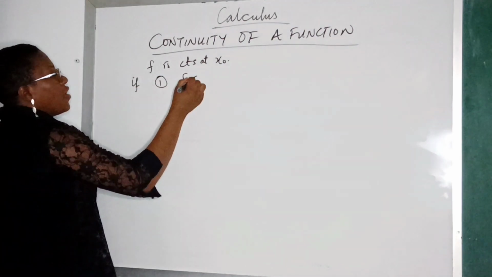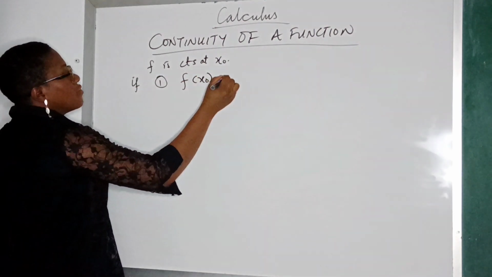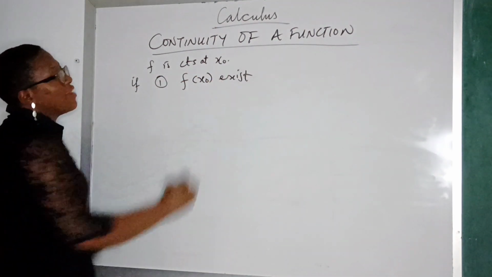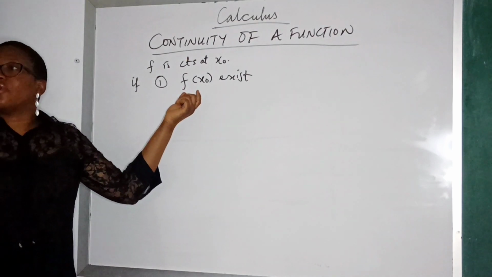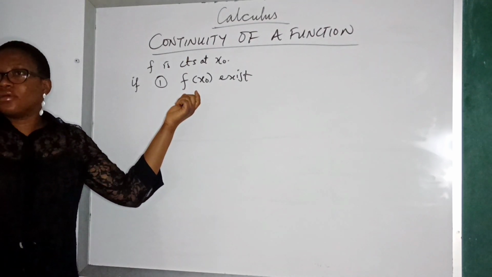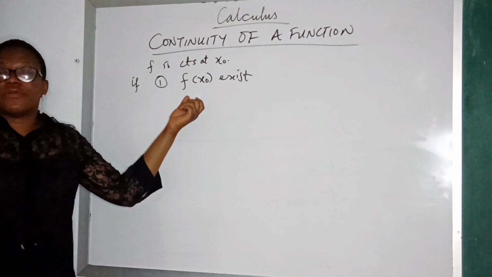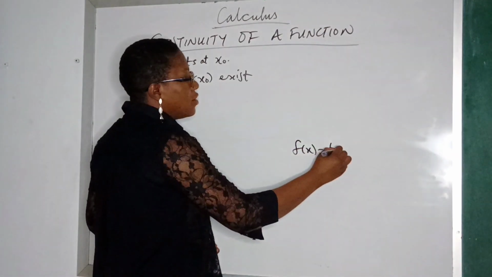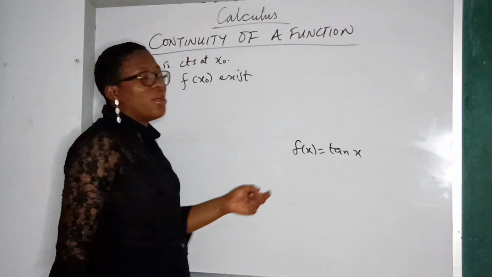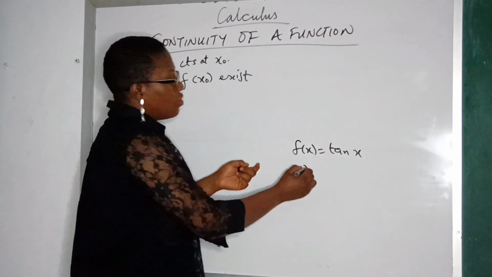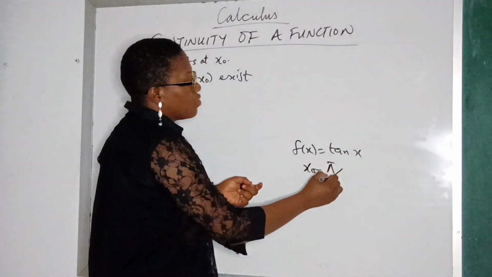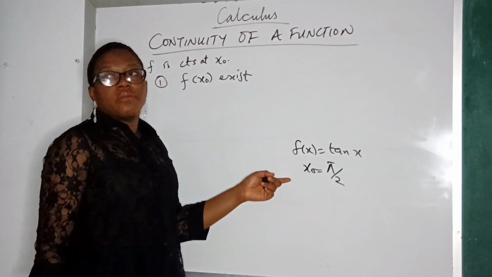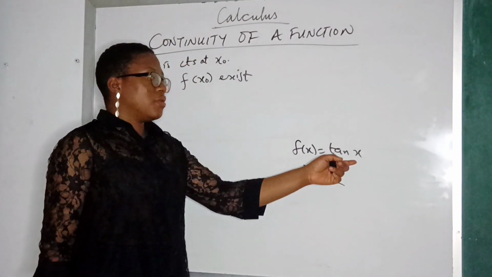One, f of x naught exists. That is, I can plug in the point. It's not always that you can do this. You cannot always plug in the point. For example, if you have f of x equals tan x and you are given x naught to be equal to pi over 2, it is not always that you can plug in the point. If you plug in this, it's undefined.